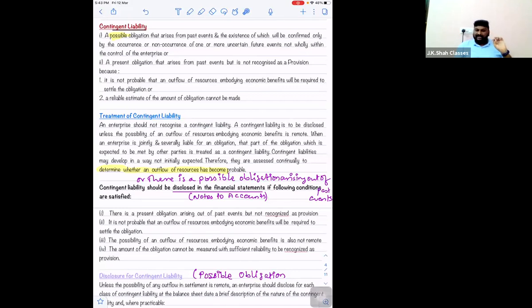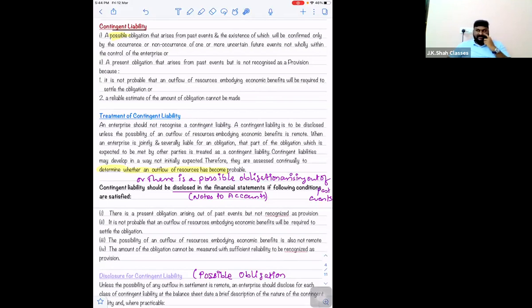And the third possibility, when the chances of outflow of resources are probable. Probable means it is more likely to happen than not. So the chances of happening are very high. So in such a case, please record a provision in the books of accounts. I hope you get my point. So these are the three possible accounting treatments with respect to any contingency, right?